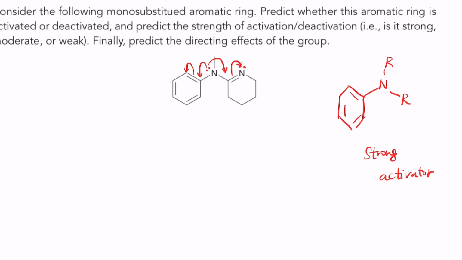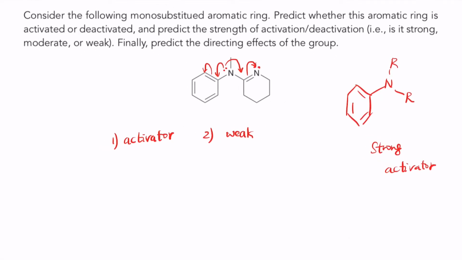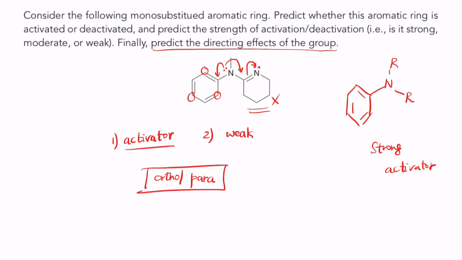So it is an activator. First it's an activator, but because it has resonance on both sides, it's a weak activator. Now they are asking you to predict the directing effects of the group. So where will it direct? Because it's a weak activator, remember that it's still an activator, so it's going to be an ortho-para directing structure. So either you're going to get a structure in the ortho positions or in the para positions. Remember that this structure is not aromatic, so we do not need to consider this structure. So it's going to be an ortho-para directing structure.